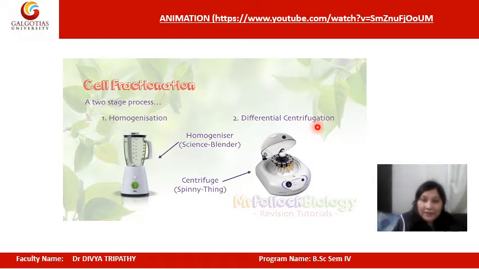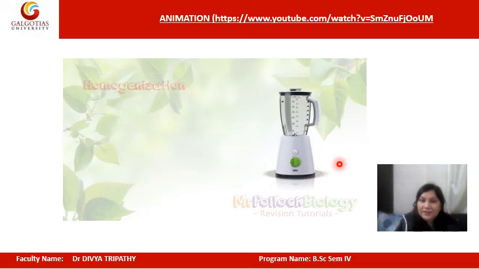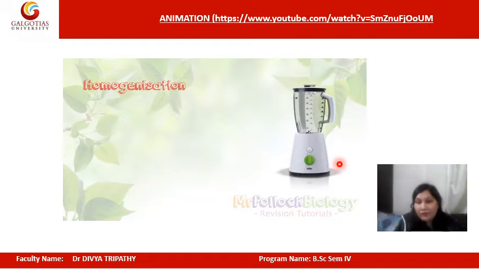The second step involves differential centrifugation. For this, we have to use centrifuges. We know that this is a spinning instrument. These are the sample tubes. Differential centrifugation is based on the separation of organelles on the basis of their different sizes. Now let's understand homogenization.